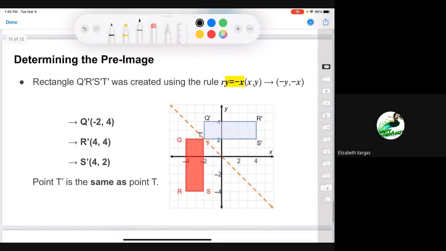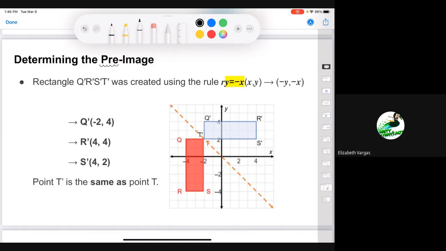So why is this also important? Well, sometimes we may be asked to determine the pre-image. So that means we actually have to work backwards. If we're determining the pre-image, that which happens before the reflection, pre meaning before, we need to work backwards.